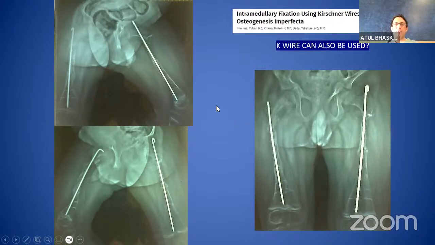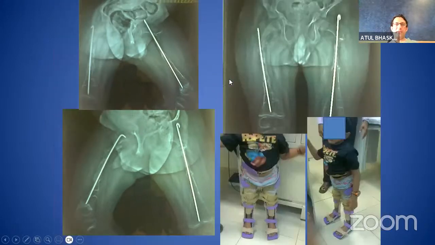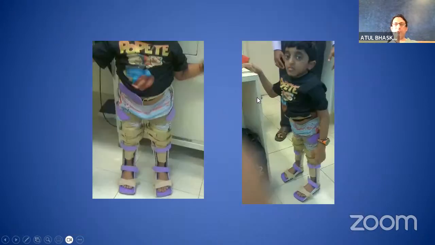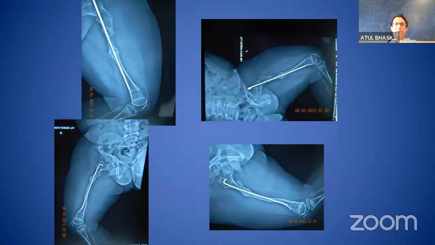This has been published earlier as well, using K-wires in the past, as long as you use a rod which is straight. Subsequently we had to revise the rods. Again, the canal is narrow, so we changed it to a rush nail. Subsequently, he was walking with the orthotic. Then again, when he came back, we revised his rods again.